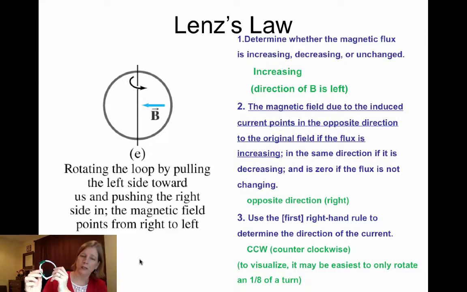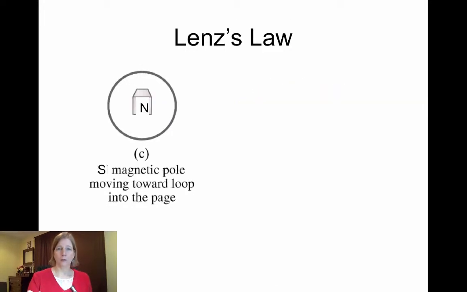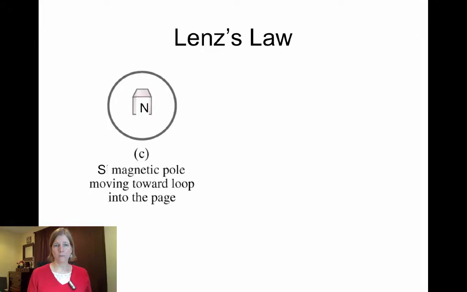I only rotated the loop about an eighth of a turn in order to be able to see our direction more easily. If we'd gone to 90 degrees, then it's hard to tell which way is clockwise and counterclockwise because it's edge on. That's a good block of examples for Lenz's law.